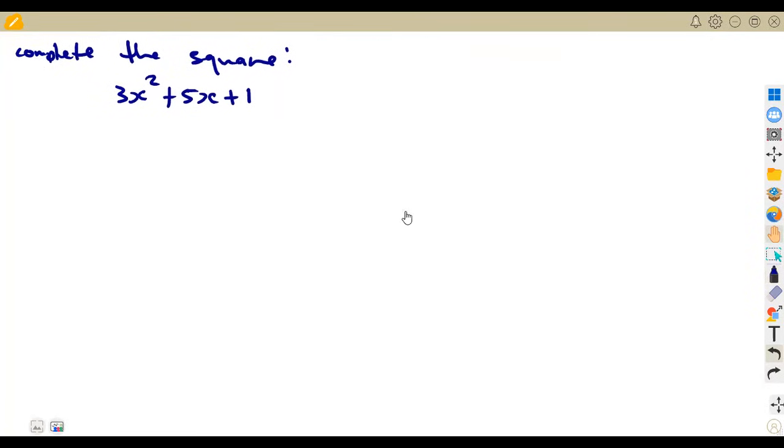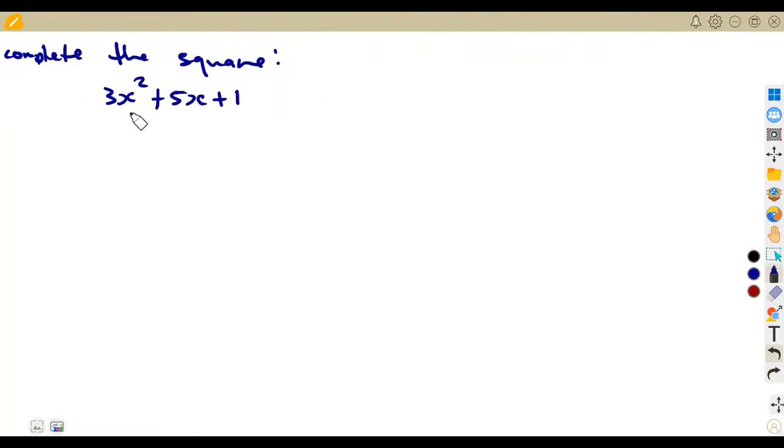Using the traditional method, we have to make sure that the coefficient of x squared is a 1, right? So we factor out the 3 so that it gives us a 1. 3 divided by 3, we get x squared. 5 divided by 3 still remains as 5 over 3 x. 1 divided by 3 still remains as 1 over 3. So this is what you do, making sure that the coefficient of x squared is a 1. What is affecting x squared here is 1.